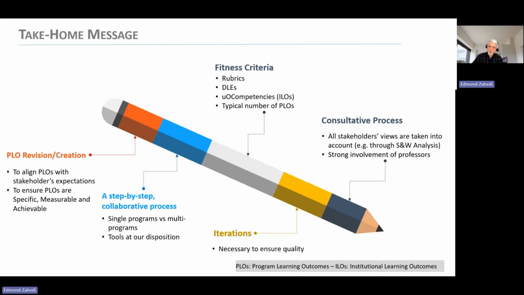It can be informed by the strength and weakness analysis that is ongoing. So you may discover things out of your strength and weakness analysis, and that's a good point, actually. This shows that the strength and weakness analysis was powerful. We need the strong involvement of professors. By professors, I mean not only your committee, but you remember the consultative process.